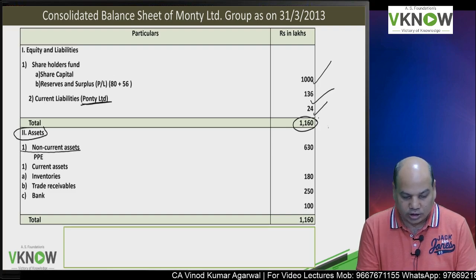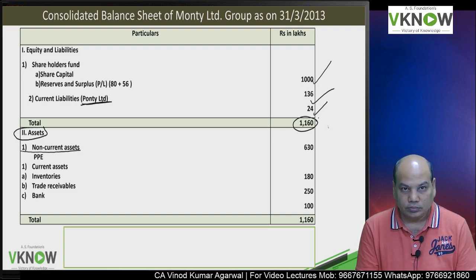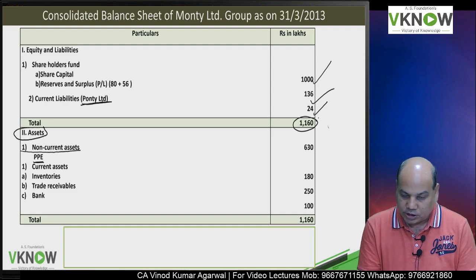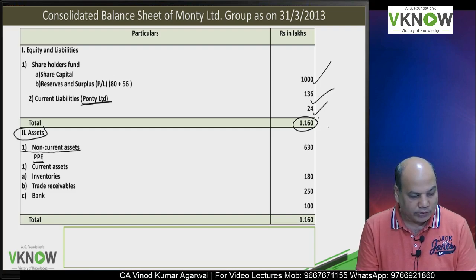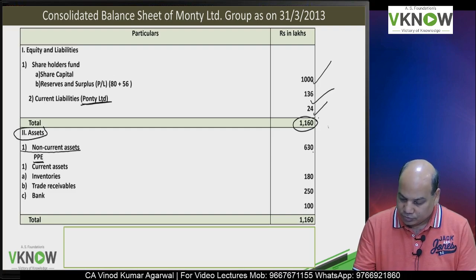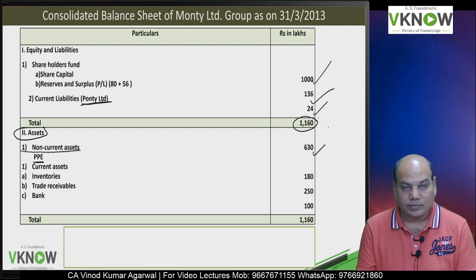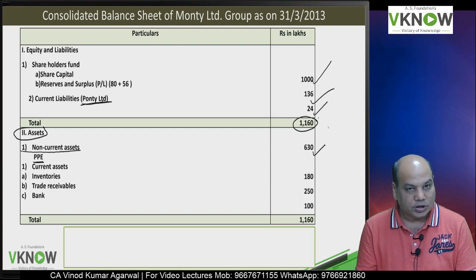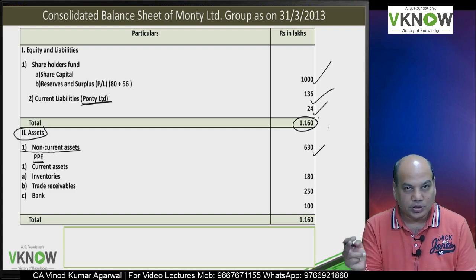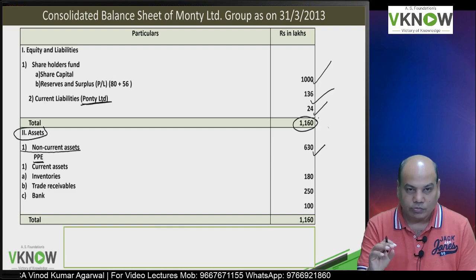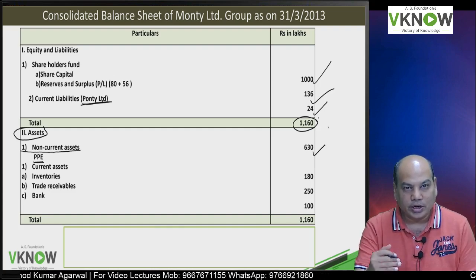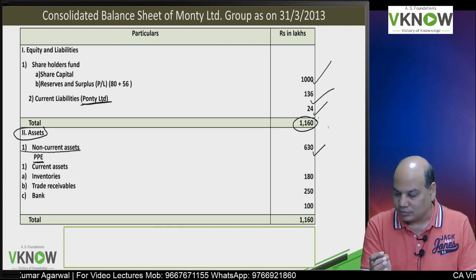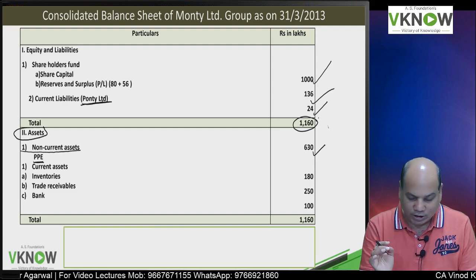Write one, non-current asset. Under that write property, plant, equipment. Trial balance, debit balance side, last third line, you have 630. Depreciation is already charged because depreciation is appearing in the trial balance. So depreciation is already deducted while calculating 630.